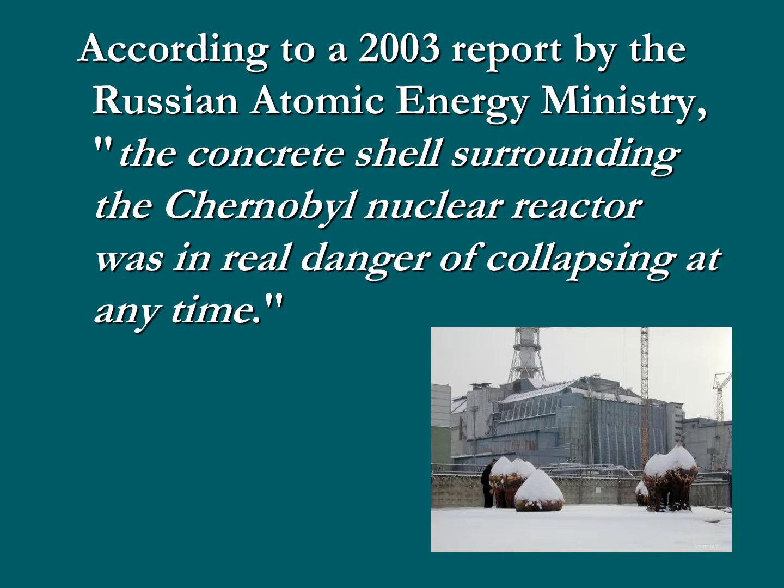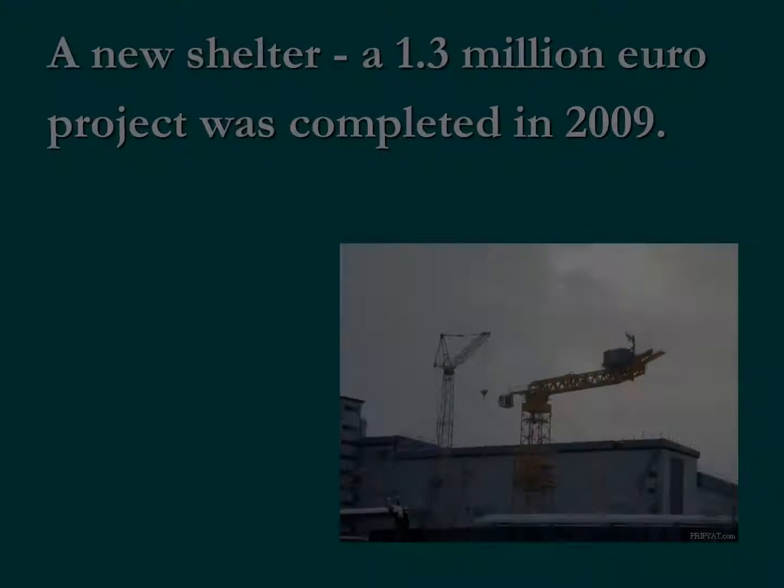According to a 2003 report by the Russian Atomic Energy Ministry, the concrete shell surrounding the Chernobyl nuclear reactor was in real danger of collapsing at any time. So again, you see another image of the Chernobyl power plant, and they have built the cement box to keep all of the radioactive material inside.